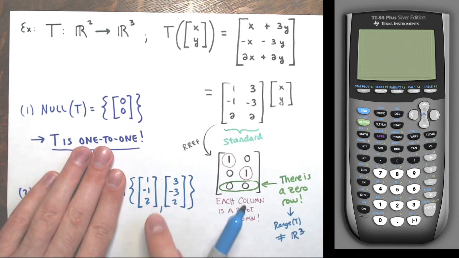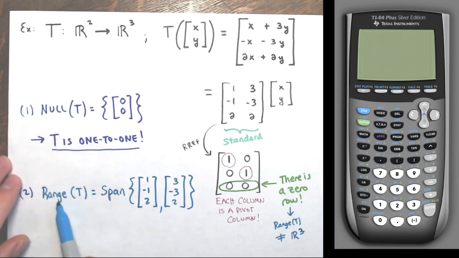Every value in the range, every output, could be written as a linear combination of these two, and these two are independent. These are not scalar multiples of each other. So the range is the span of this set of vectors, right, made up of all linear combinations of these two, right? And there's only 2 vectors in a basis, not 3, right? Remember, the dimension of R3 was 3, so this is not all of R3. So therefore, T is not onto.